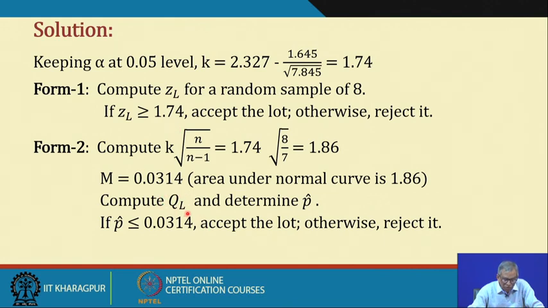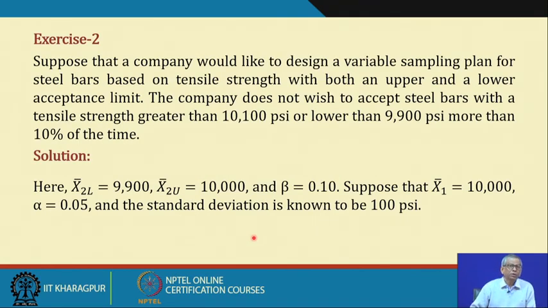So, you get the value of QL, and then you refer to the area under the normal curve, say beyond the QL, and that area you get as p hat. Now, if p hat is less than or equal to capital M, that is 0.0314, you accept the lot, otherwise you reject the lot. Is it okay? So, this is problem exercise number 1, and I am sure that you have understood all the steps. Now, let us move to exercise number 2.